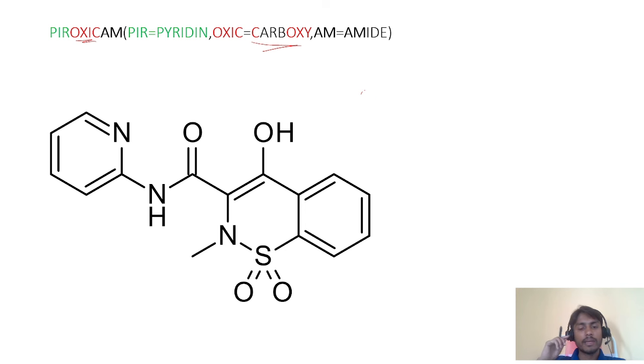When it comes to the numbering, first we need to identify the functional group. So an amide group is there, that can be attached to the pyridine and this group. So we need to give priority to this functional group only, means we need to select this as the parent chain. So for this, numbering is like this.